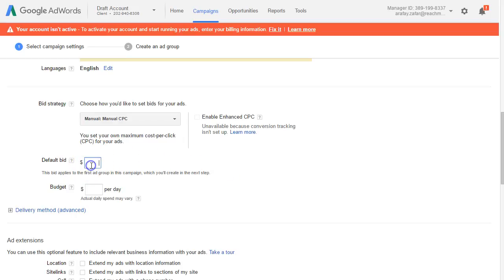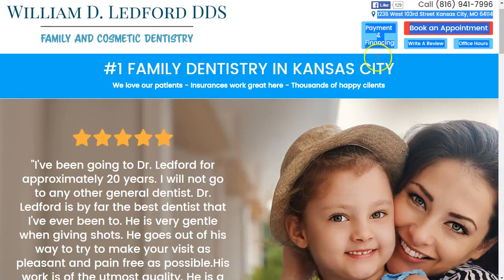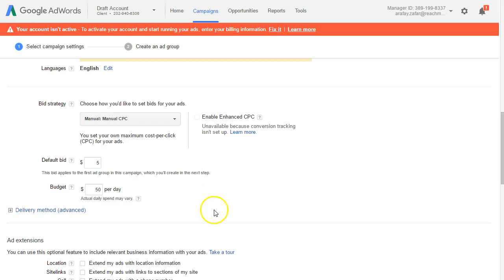Now the default bid, right now you can select anything, but this is going to be changed, and the budget is your daily budget depending upon how much you want to spend. Let's keep it at $50 per day. Maybe the office is open about 4 or 5 days a week, and then in a given month that's about 16 days or maybe 20 days. So that would give us $1,000 a month, gives us a $50 per day budget.